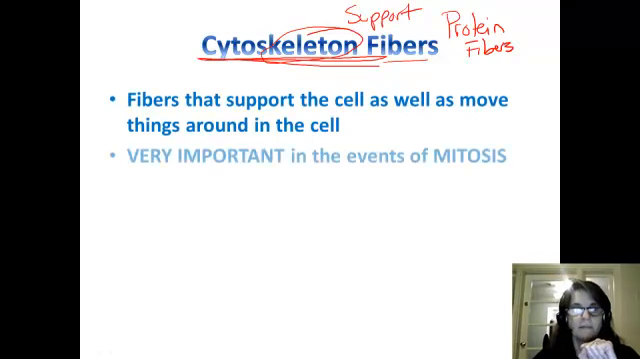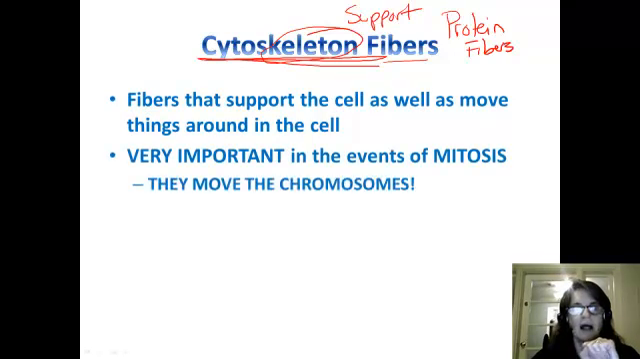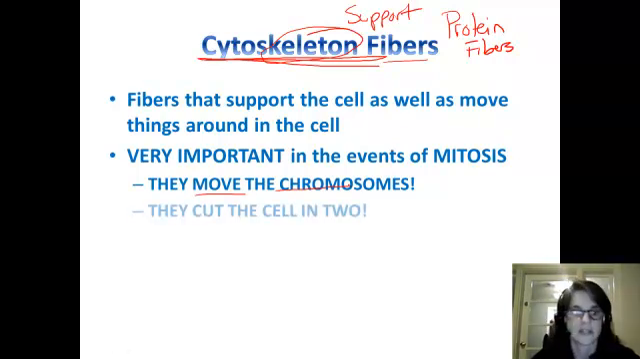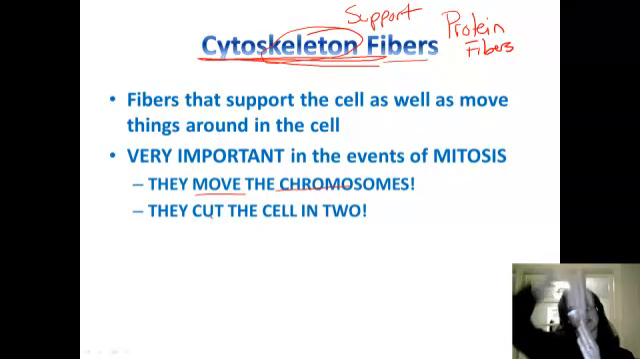Okay? The cytoskeletal fibers are important in mitosis because first they move the chromosomes. They are going to move the chromosomes around, organize them, and then those pieces of DNA are going to be separated properly using cytoskeletal fibers. And then ultimately the cytoskeleton is going to actually pinch the cell or cut the cell into two halves so that we have two new cells.